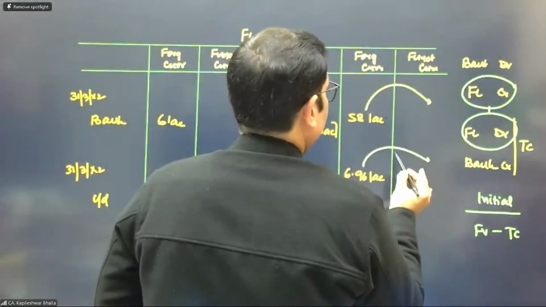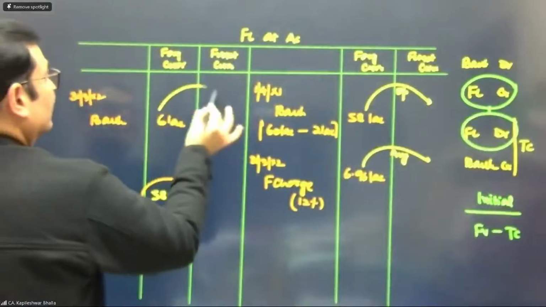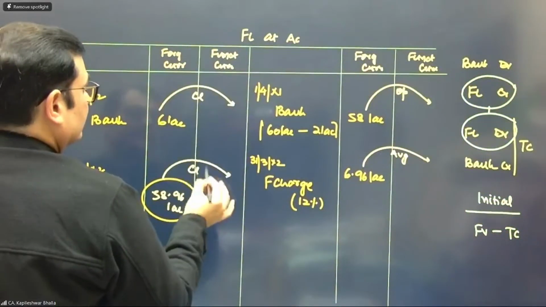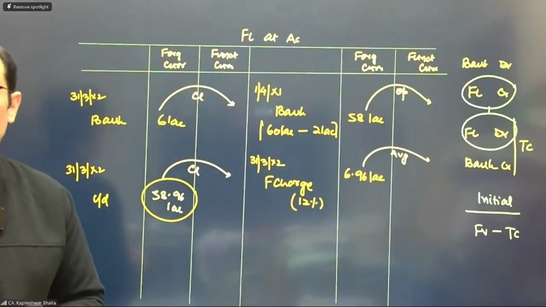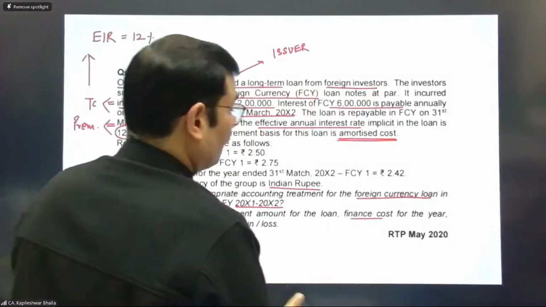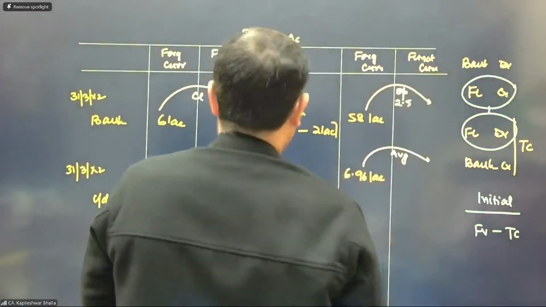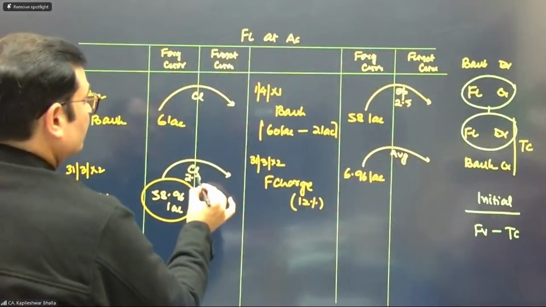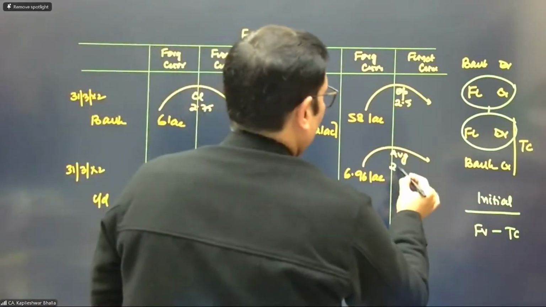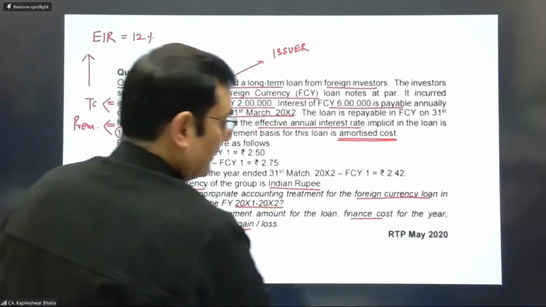So we're going to translate this item at the opening rate. This will be translated at the average rate. And this is a payment made at the end of the year, so taken at a closing rate. And this is again at a closing rate. So let's see what are the rates of exchange. The opening is 2.5 and the closing is 2.75. And I think the average was 2.42 if I rightly remember. That's right. And that's it.